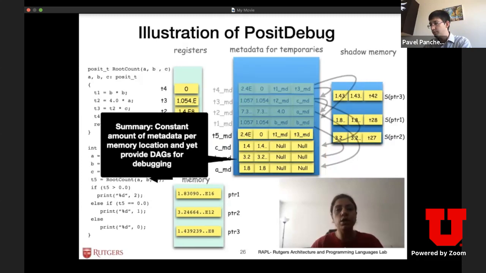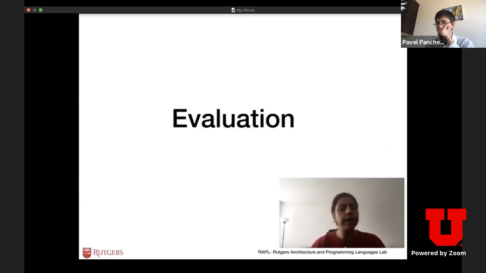This design of storing a constant amount of metadata in the program stack and following it to get the tag makes POSIT-debug scalable with long-running applications. Since POSIT-debug is based on compiler instrumentation, it can be used with interactive debuggers like GDB. The paper has a lot of other details, and due to lack of time, I'm not going to talk about them. If you are interested, please see the paper.